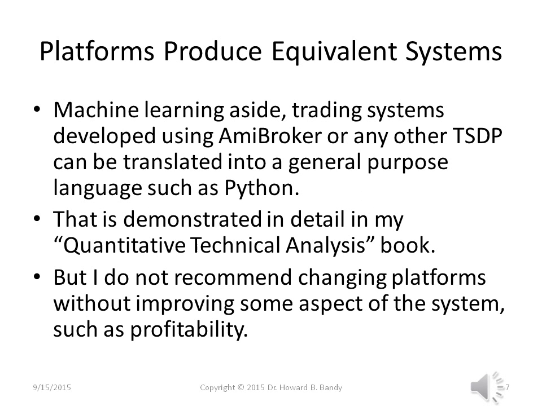The 2 development platforms produce equivalent systems. Machine learning aside, trading systems developed using AmiBroker or any other trading system development platform can be translated into a general purpose language such as Python. And I demonstrated that in detail in my quantitative technical analysis book. There's a reference to that book and to others later on. One of the points is I do not recommend changing platforms without improving some aspect of the system, in particular its profitability.